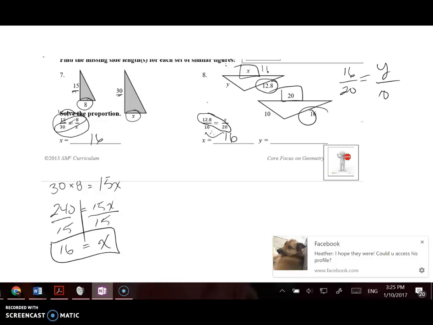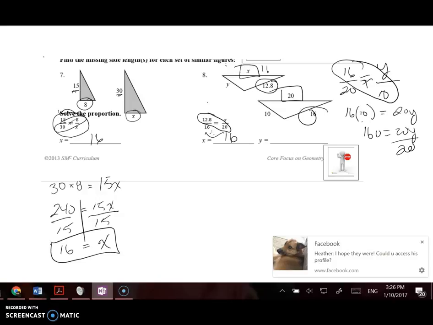Notice, 16 is from this triangle, y is from this triangle, they're both on top. 20 and 10 are from the same triangle, they're both on bottom. That's kind of important. So I cross multiply. 16 times 10 equals 20y. It gives me 160 equals 20y.